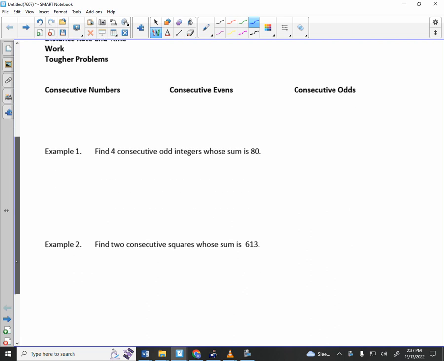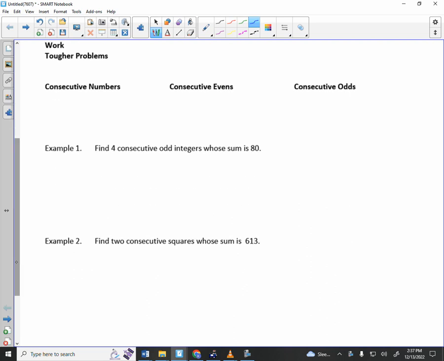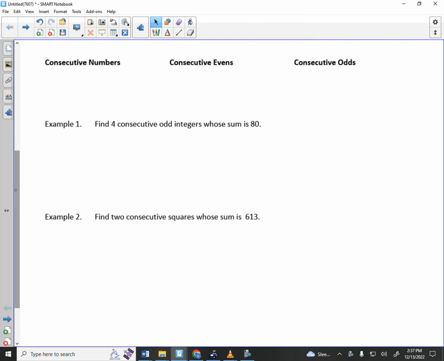So let's begin. Just talk with your peer, 15 seconds. What's an example of 4 consecutive odd integers? Talk, go. Somebody give me an example of 4 consecutive odds.